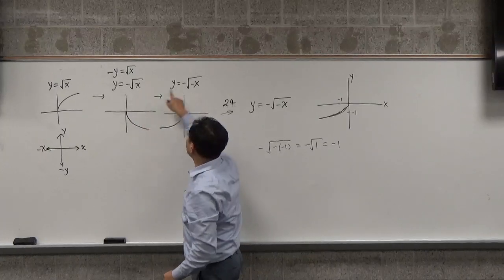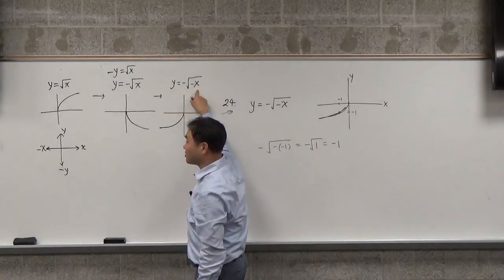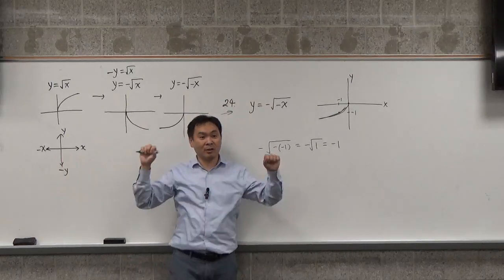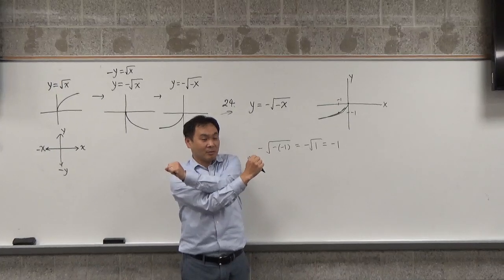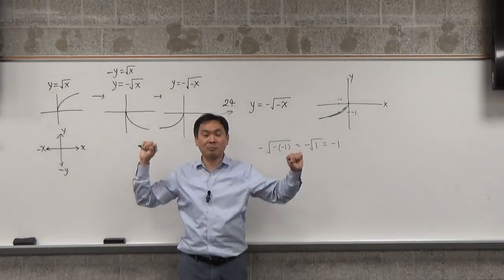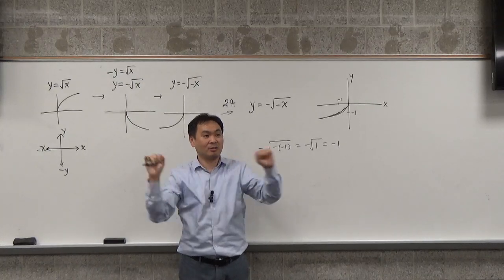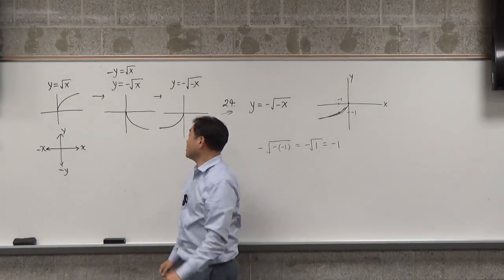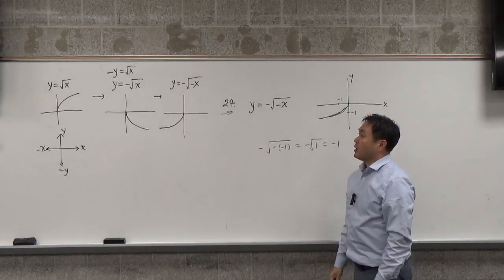Now, from here to there, what's happening? X is replaced by negative x. So in this picture, what's happening? X and negative x are flipped, right? So it's flipping over the y-axis. That's what's happening, right? Flipping over the y-axis. Okay.